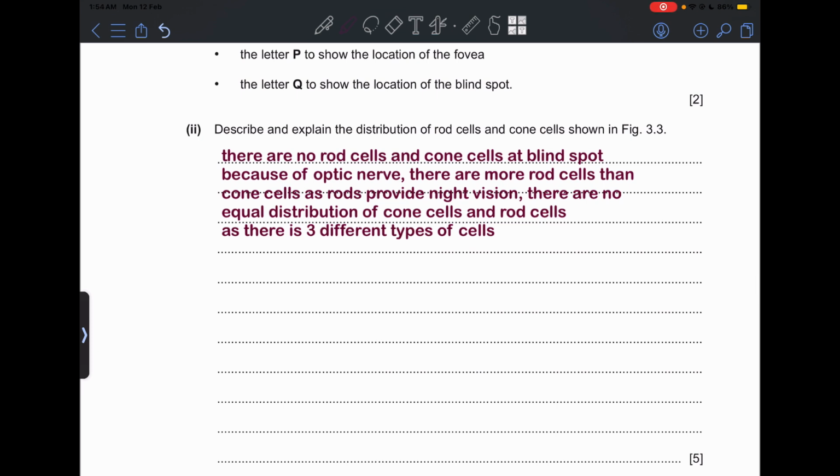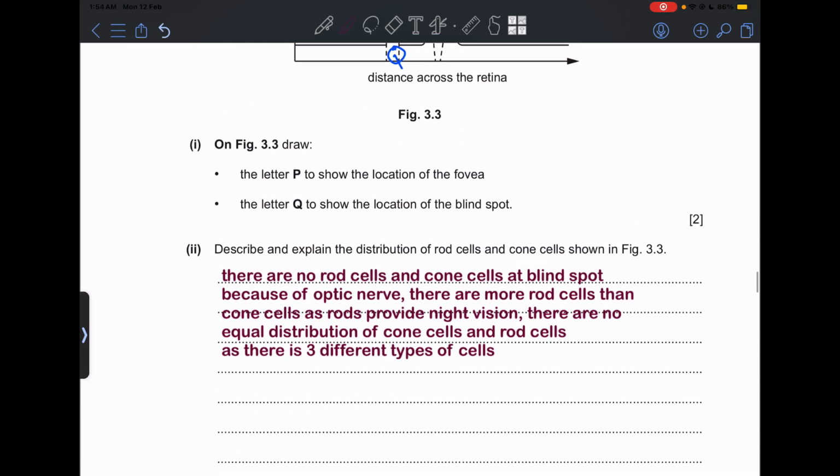And also there is no equal distribution of cone cells and rod cells, as there are three types of cone cells. This is basically what you need to know about the rod cells and cone cells.